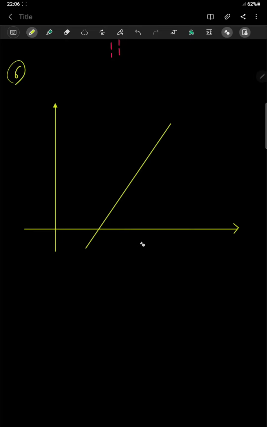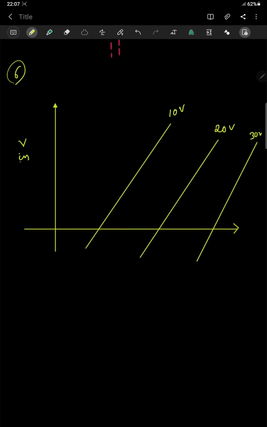This is one of the lines. The other line I'll show you in this manner. Then another line is given. So these three parallel lines are given to you, and it is given that this is 10 volt, this is 20 volt, and this is 30 volt. Now what is there on the y-axis? V in volt is along this axis, and X in centimeter is along this axis. So this distance is 10 centimeter, this is 20 centimeter, and this is 30 centimeter.